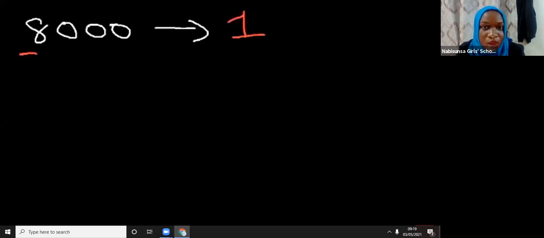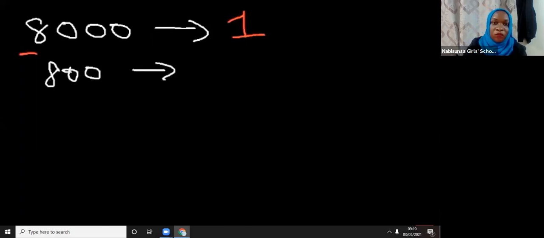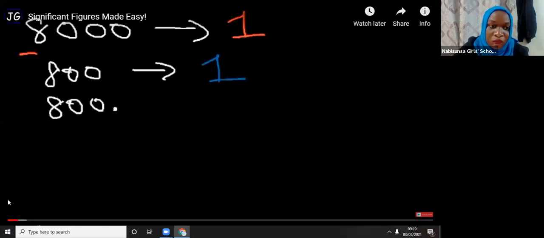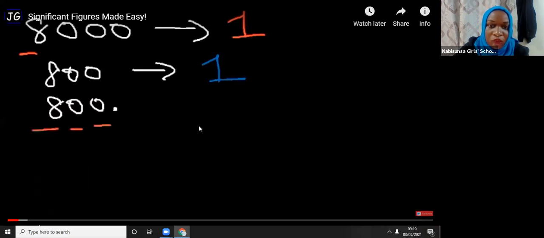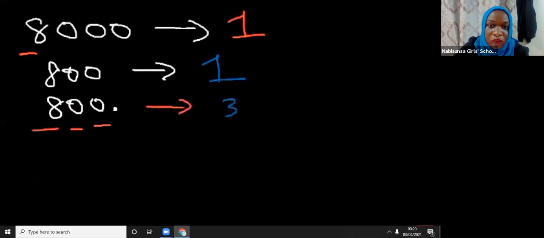So what about the number 8,000? How many sig figs are there? So there's no decimal point, so all the zeros to the right of the 8 are trailing zeros. So therefore, this only has one sig fig. 800 also has one significant figure. Now, let's say if we put a decimal point, how many sig figs do we have? So now the zeros to the right of the 8 are counted as significant figures. So we have 3 sig figs in this case.